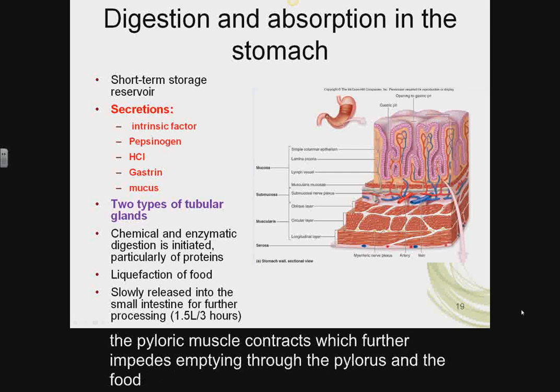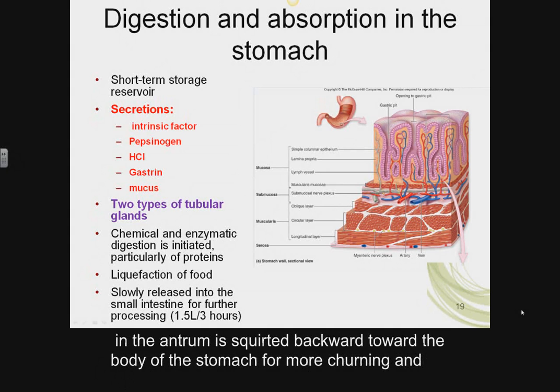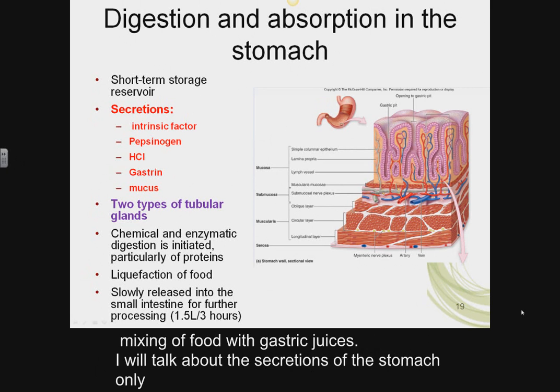Each time a peristaltic wave passes over the antrum toward the pylorus, the pyloric muscle contracts, which further impedes emptying through the pylorus, and the food in the antrum is squirted backward toward the body of the stomach for more churning and mixing of food with gastric juices. This is the retropulsion I was telling you about.